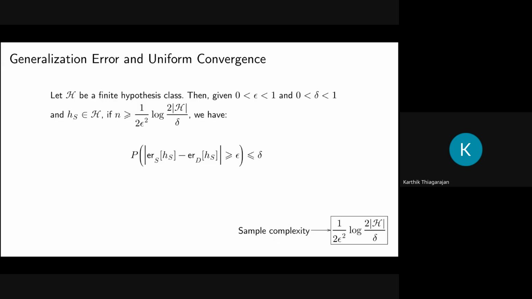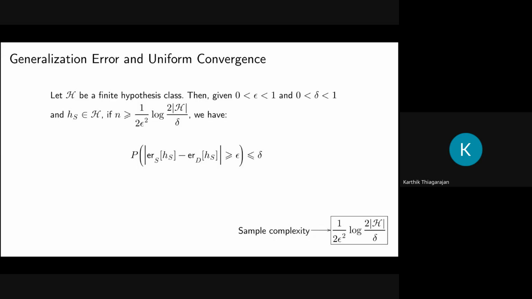Now, what else should you know? The other part is uniform, right? So what does uniform mean? Uniform means that this holds for every single classifier in your hypothesis class. Okay, so it is uniformly true across all classifiers in your hypothesis class.